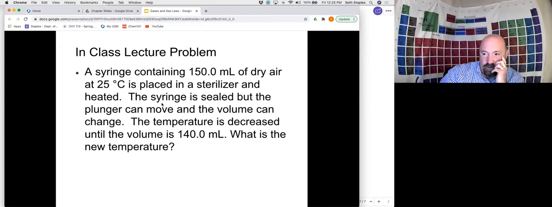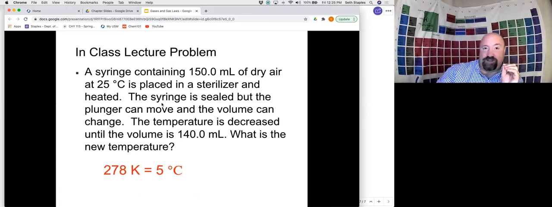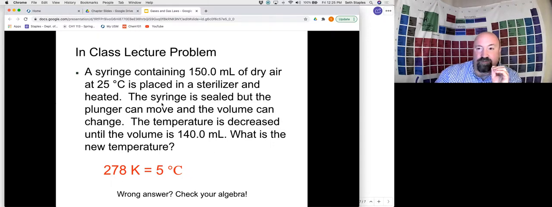Okay, one more. Same type of problem. It's still a Charles's law problem, but now we want to come up with a temperature rather than a volume. Pause the video, see what you can come up with. Hopefully you came up with 278 Kelvin, which is equivalent to 5 degrees C. Now, if you ran into a problem here, check your algebra.